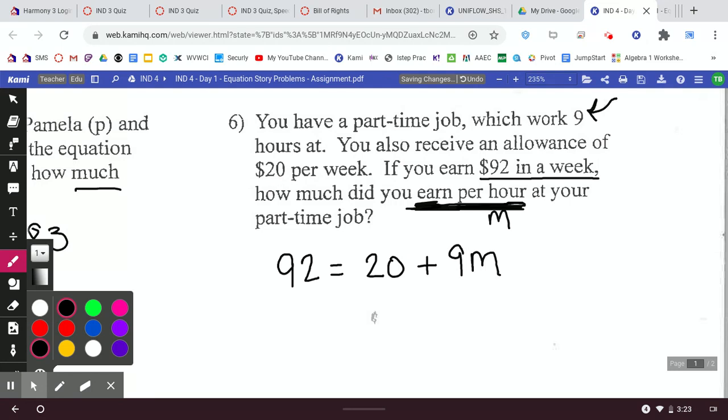All right. So to solve for M, or to know how much you earn per hour, we just have to get M by itself. So we're going to subtract 20 and subtract 20. And that gives us 72 equals 9M, because 20 minus 20 goes away. And then we divide by 9, and we divide by 9, and we get M equals 8.